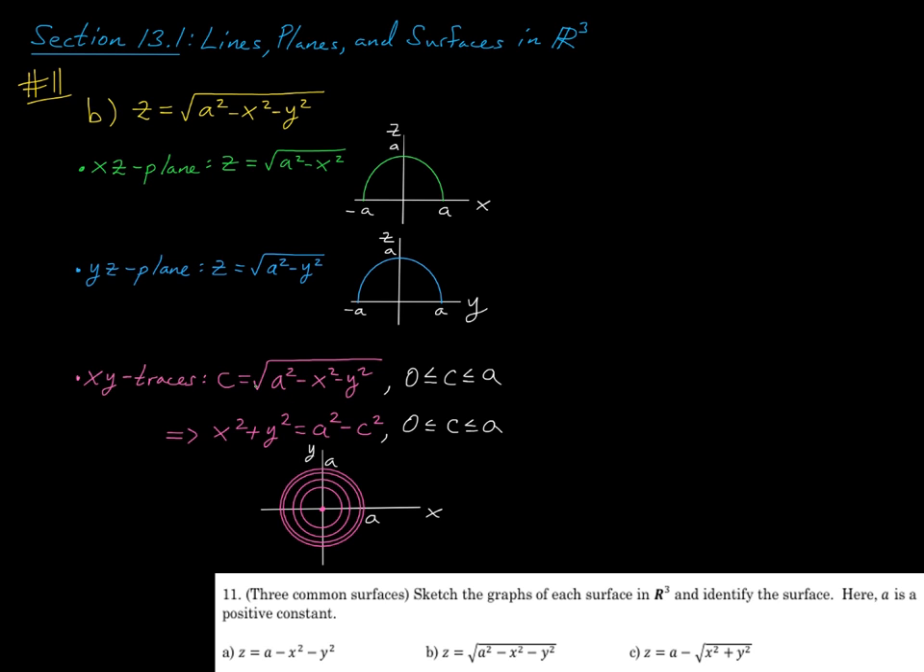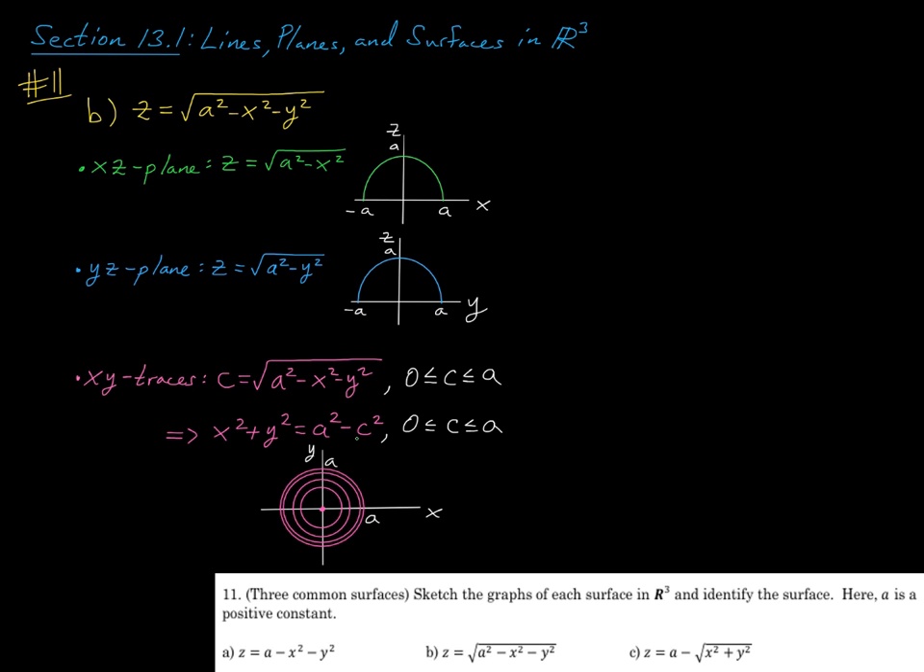And this then would simplify to just the root of a squared. And since a is a positive constant, that gives us that c is equal to a. Okay, so c equals a is the maximum value for c. All right, so now if I square both sides and rearrange, I get the equation x squared plus y squared is equal to a squared minus c squared.